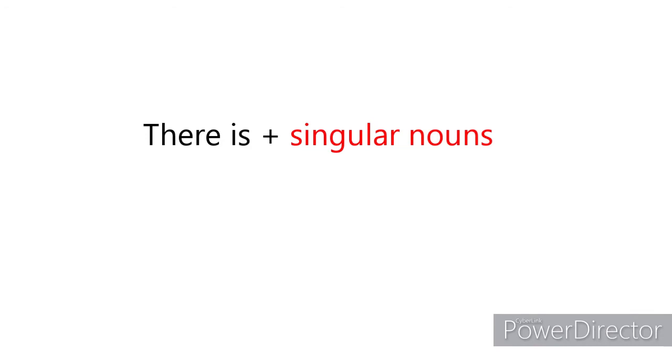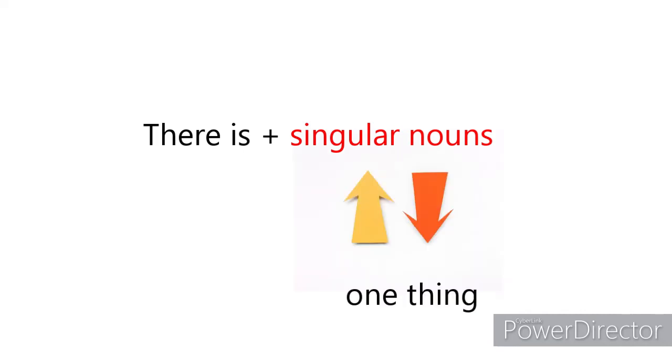We use there is with singular nouns, يعني نستعمل there is مع singular nouns. singular يعني مفرد ليس جمع. one thing يعني شيء واحد. Singular. Example. I give you an example.